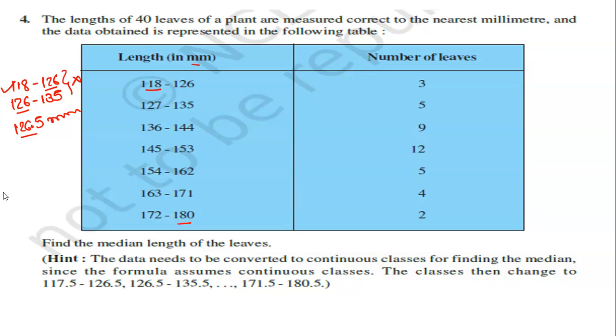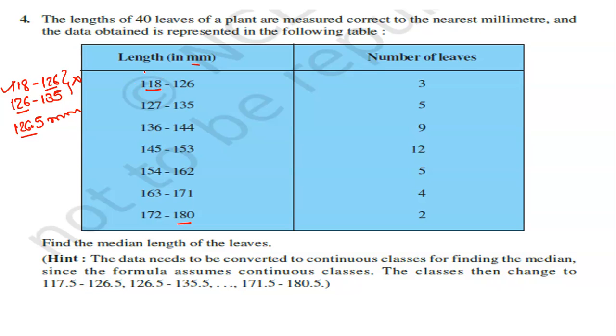Then what to do? Here a hint is given, as you can see, but remember, in the exam the hint will not come. They will directly give you the question without a hint. So here we have to make the class intervals continuous. Then what to do to make it continuous?